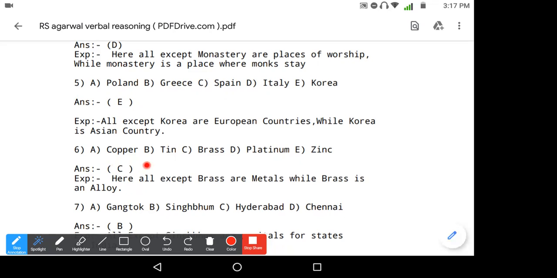So copper, tin, okay, it says here all except brass are metals, while brass is an alloy. Okay, so these are direct metals. Copper, tin, platinum, zinc are direct metals, but brass is a mixture of two or more metals. So that is why it is called an alloy. Okay, so brass is a mixture of two or more metals. When you mix two or more metals, it is called an alloy.